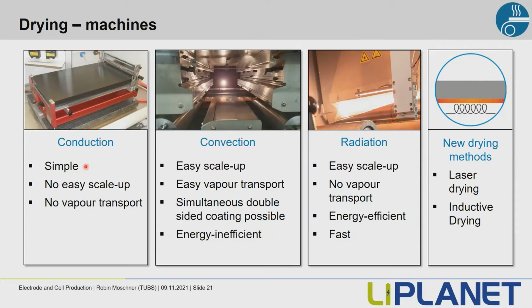And each of these drying methods has their respective pros and cons. Conductive drying, for example, is quite simple, but not easy to scale and has no inherent vapor transport. Convective drying, on the other hand, is easy to scale up, has an easy inherent vapor transport, and allows for simultaneous double-sided coating, but it is not very energy efficient. So this is state of the art, but as you see, the energy efficiency is quite low. So many manufacturers of dryers for electrodes look at radiation drying for the next step because it's also easy to scale up. It has no inherent vapor transport, but the energy efficiency is much higher and it is faster compared to convection drying. So there might be in the future a shift to radiation drying or a combination of both.